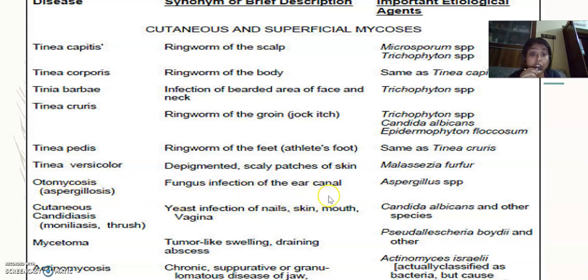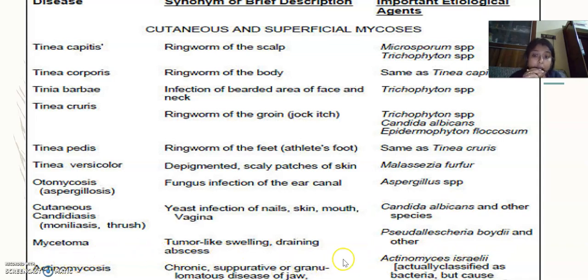Aspergillosis, fungal infection of the ear canal, which is from the Aspergillus species. Cutaneous candidiasis, you get to see candidiasis of the nail, the skin, the mouth, the vagina. And you know Candida albicans is an opportunistic pathogen. They are there in your body, but when the immune system lowers, they proliferate and cause the disease. So they are the opportunistic pathogen.